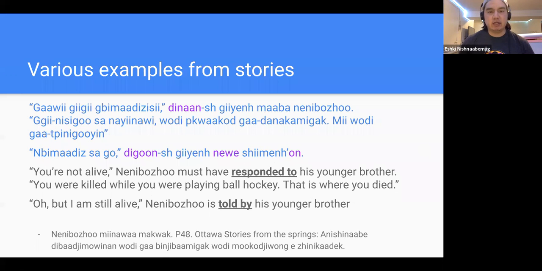So here's an example of the je verb to say to someone, how it's used two different ways. So we go the regular way, the on, or I guess the n would be the verb in this case. So the je turns into the n. So I should have had that bolded, the n, dinan, right here. So gawi gibamadisi dinanish giyama banana bojo. Ginisago sana inawe wode pakakut ga denakamagak mio de ga de pitagoyan.